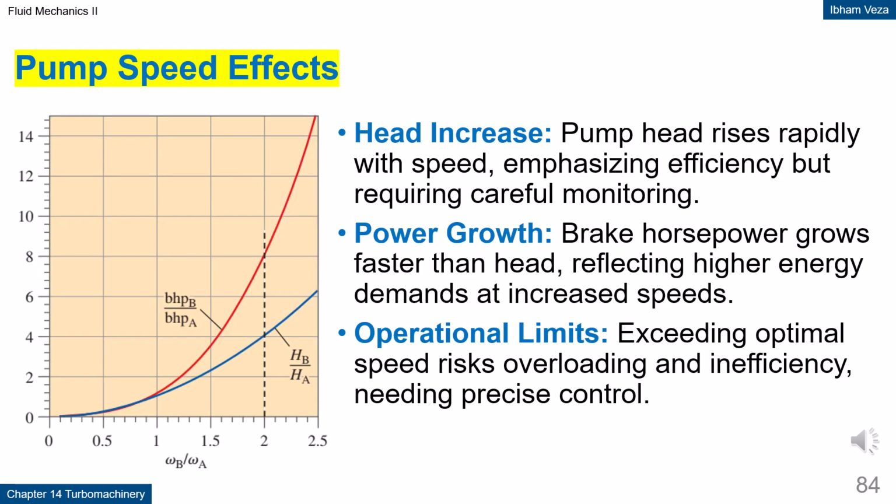Pump speed effects. When pump speed is increased, the head rises rapidly, but the power rises even faster. This explains why the driving motor often becomes the main limiting factor in increasing operating speed. Without proper monitoring, the pump can be overloaded and operate beyond safe limits. Therefore, speed control must always be linked to motor capacity and mechanical strength of the system. This slide emphasizes the need for caution when increasing pump speed.